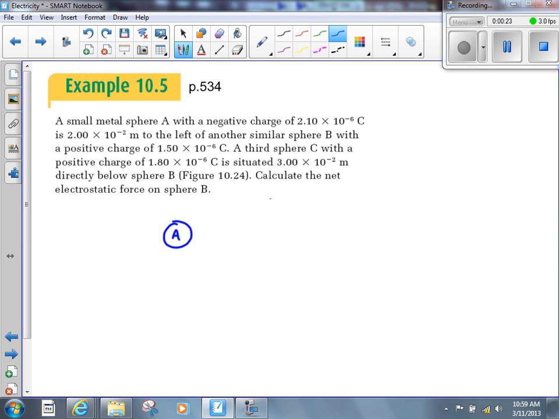Sphere A has a charge of negative 2.10 times 10 to the minus 6 coulombs. Sphere B is over here, so sphere A is to the left of sphere B. It's going to be positive 1.50 times 10 to the minus 6 coulombs. And the distance that separates those is 2.0 times 10 to the minus 2 meters.